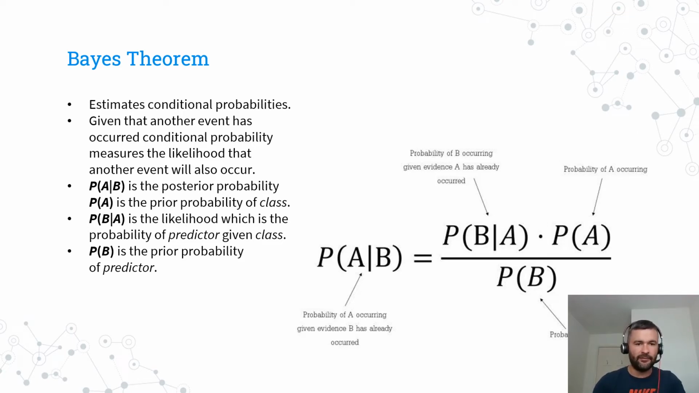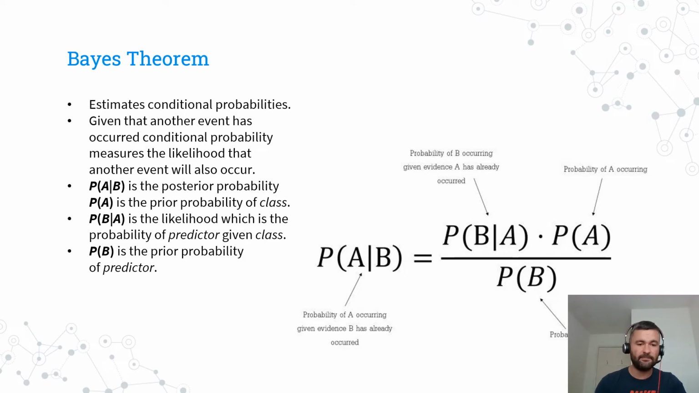The formula for Bayes' theorem is on screen at the moment. P(A|B) on the left hand side is the posterior probability, how often A happens given that B happens. P(A) is the prior probability, and that is how likely A is to happen on its own. P(B|A) is the likelihood, and that's how often B happens given that A happens. And P(B) is the marginal probability, so that's how likely B is to happen on its own.